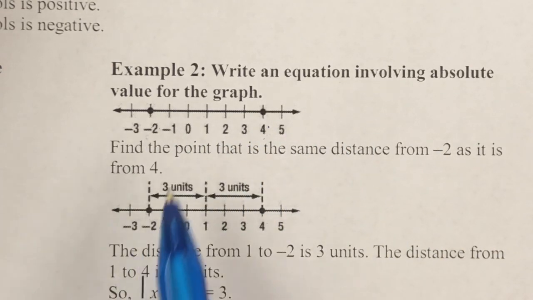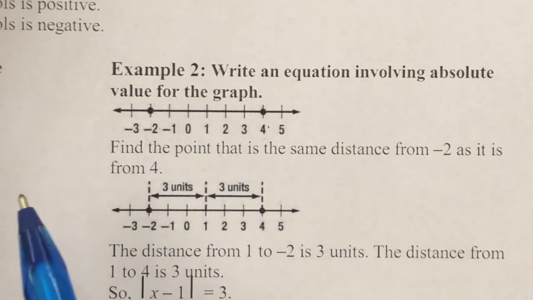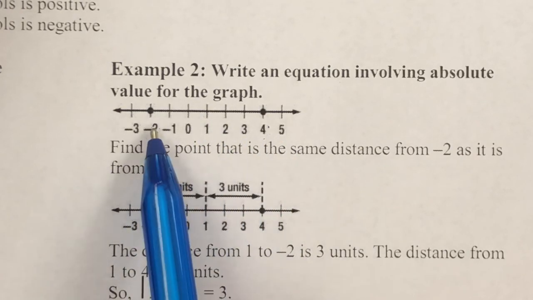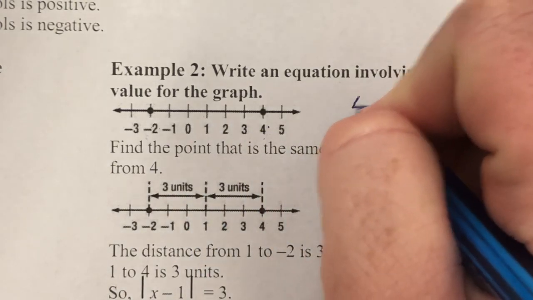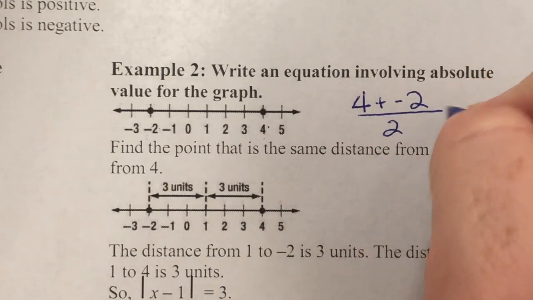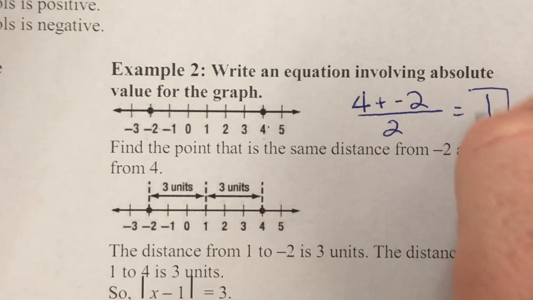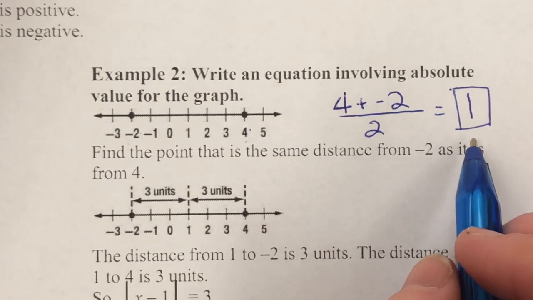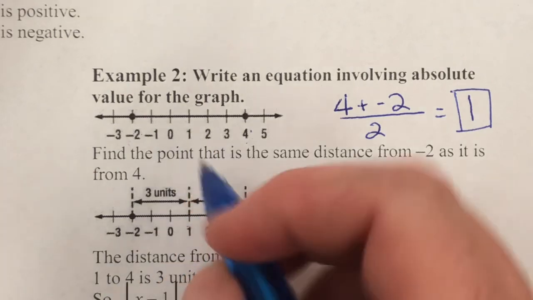Okay, first thing you want to do is find the midpoint between negative 2 and 4. One point that's equal distance. It's right in the center of these two numbers. So first thing you're going to do is add them together and divide by 2. So 4 plus negative 2 divided by 2 is 2 divided by 2, which is 1. So the point that's equal measure between negative 2 and positive 4 is 1, right here in the middle.